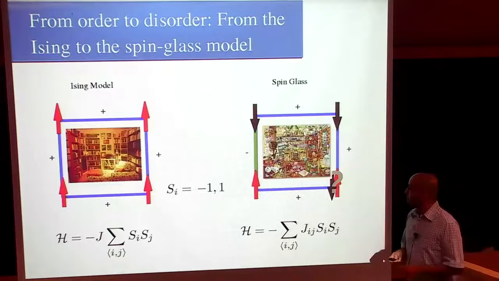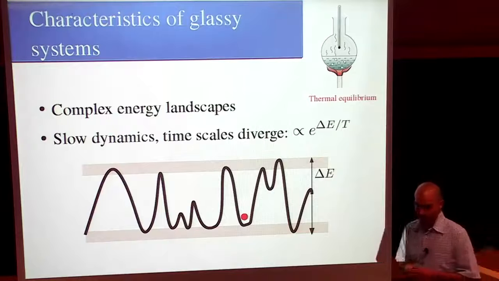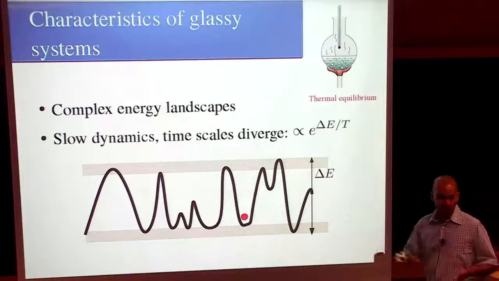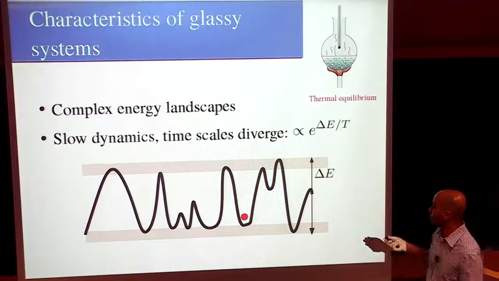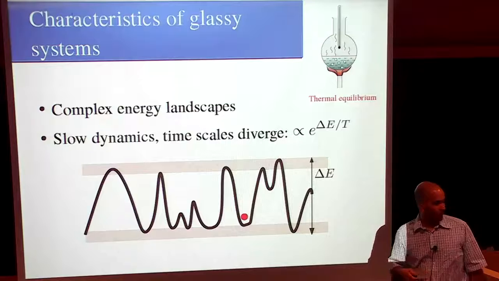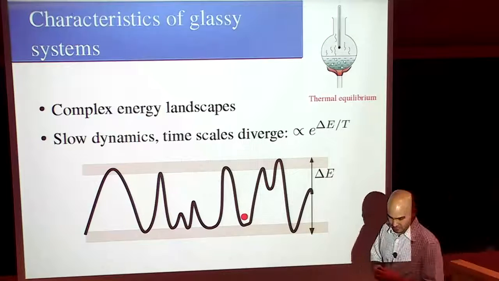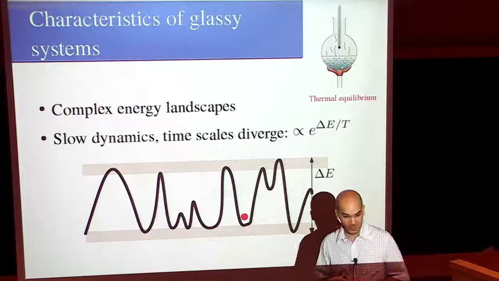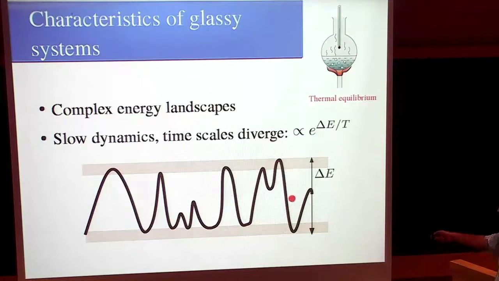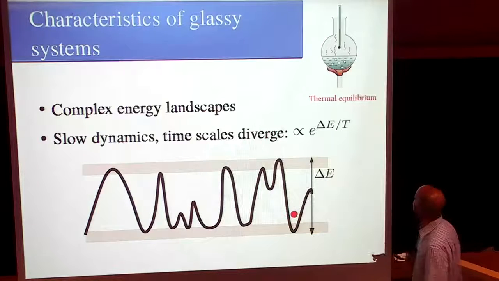So the characteristic of spin glasses or glasses in thermal equilibrium are very slow dynamics, and this is due to the complex energy landscape of it. But we are interested in studying these systems out of equilibrium. Well, it takes quite a long time to reach from a metastable state to a stable state.